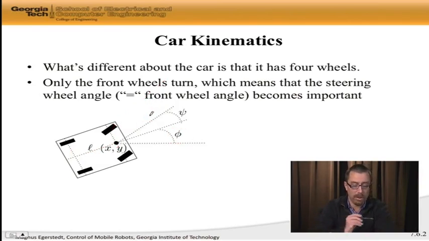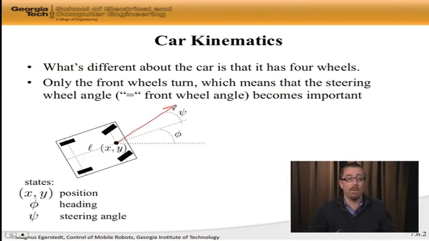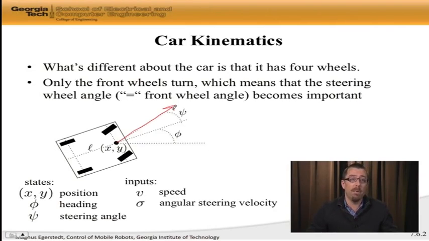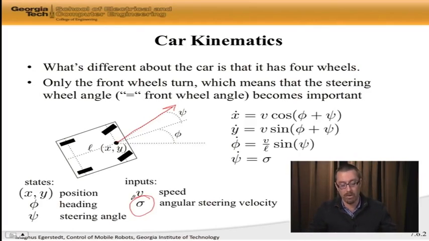So what we're actually going to end up doing is moving the car in this direction, and the direction then is psi plus phi. So if we make this observation into a model, we first see that the states are x, y, phi, and psi, steering angle. The inputs now that we're going to have are, as before, the speed, how quickly is the car going, and how fast are we turning the steering wheel. I'm going to call this sigma, angular steering velocity, or steering angle velocity.